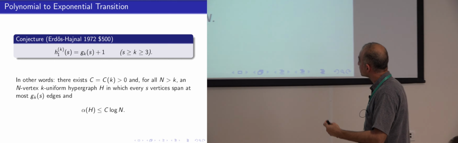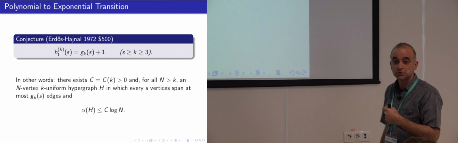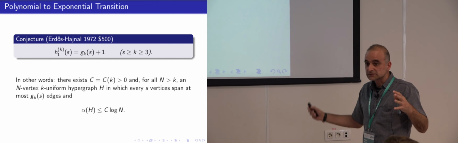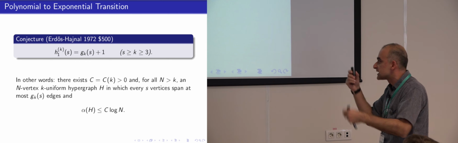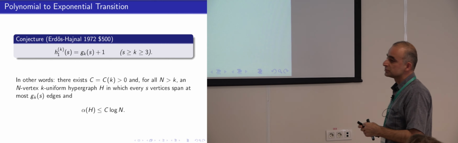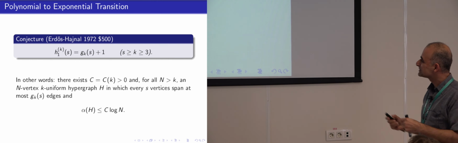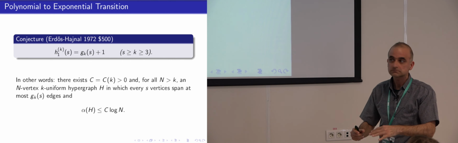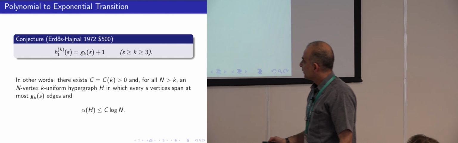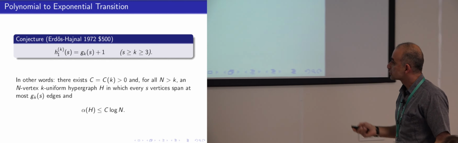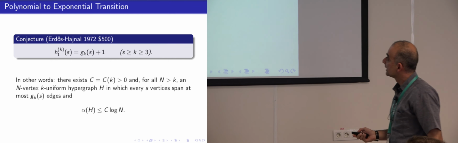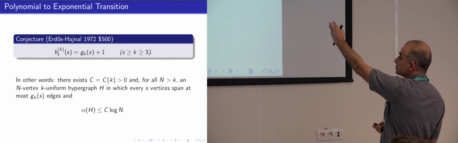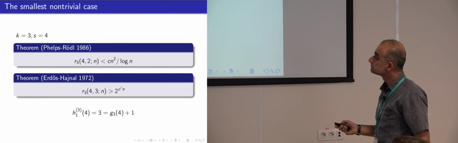So what is sparse? Every S vertices span at most G edges. So that's some small number of edges. You can't just have cliques. And there should be enough edges so that the independence number has shot down from polynomial to logarithmic. So that's the conjecture, it's a construction, just like that's the construction over there. In fact, that is the construction for this conjecture when k equals 3.